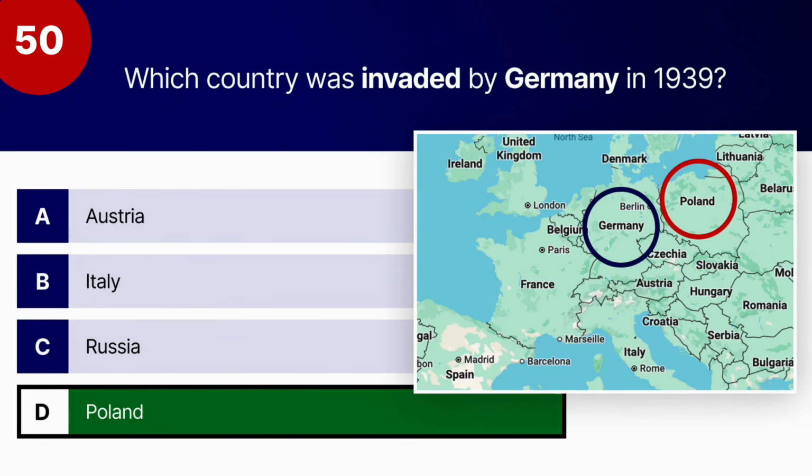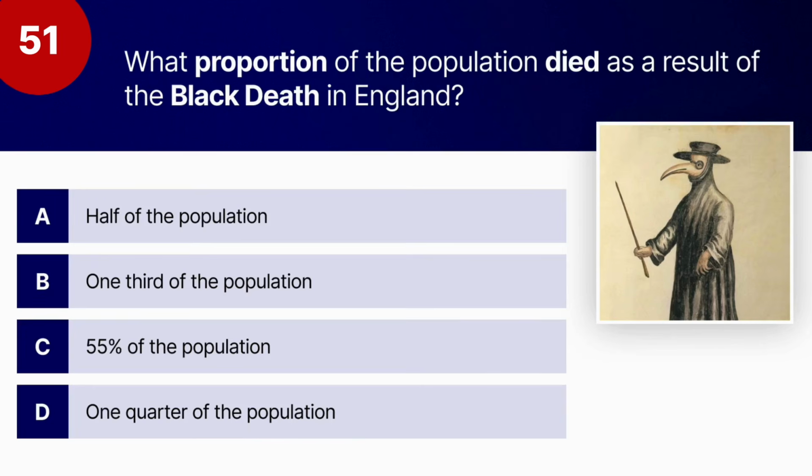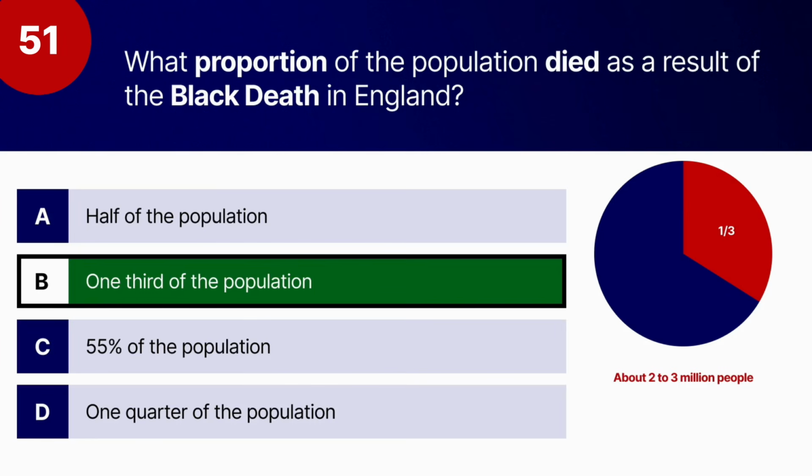What proportion of the population died as a result of the Black Death in England? A. Half of the population, B. 1/3 of the population, C. 55% of the population, D. 1/4 of the population. The answer is B. 1/3 of the population.